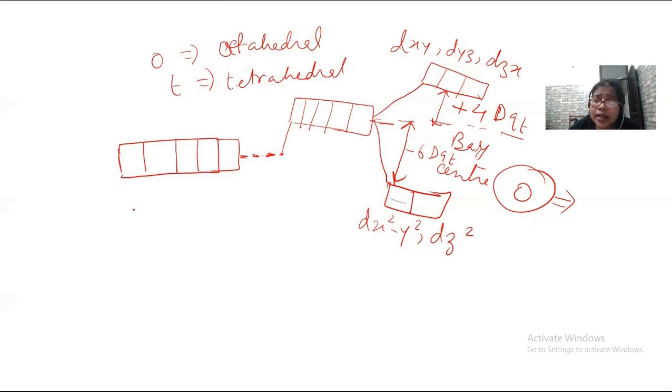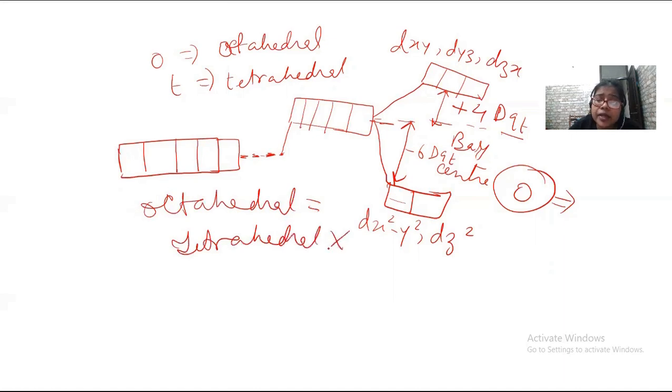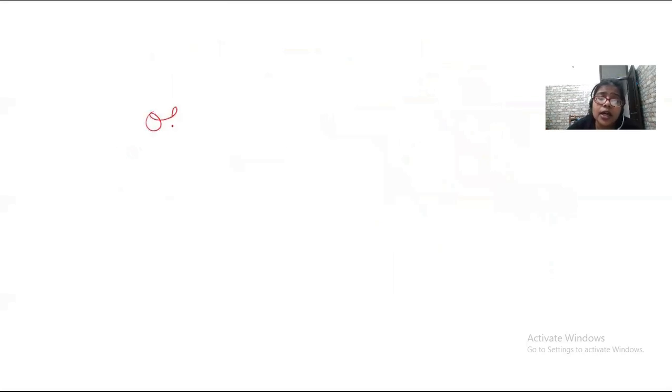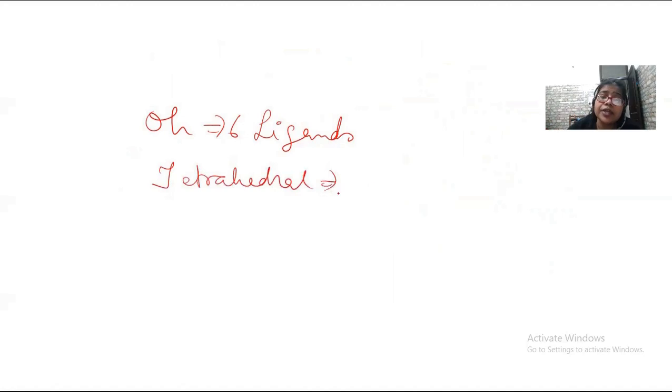Now you may ask me that if the extent of crystal field splitting is the same for octahedral and tetrahedral, the answer is no. Why? Because see, in octahedral, we had 6 ligands. And in tetrahedral, we have 4 ligands. So if we compare, it is 2/3 of its value.